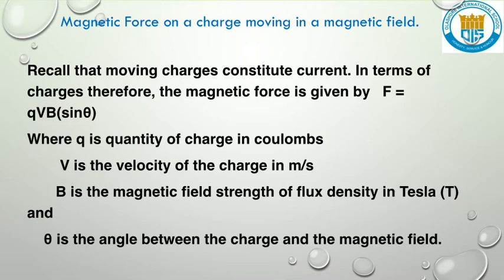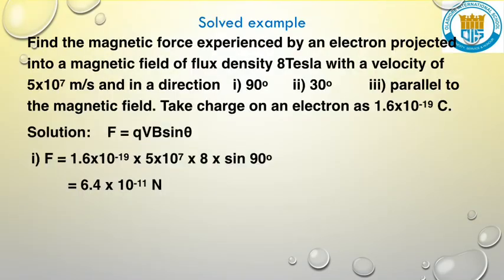So invariably, we are saying that you can use the formula F equals BIL sine theta, as well as the formula F equals QVB sine theta, to find the magnetic force on a conductor in a magnetic field, depending on what the parameters we are considering are. Let's look at another example with respect to moving charges in a magnetic field. As we said, the formula is F equals QVB sine theta. So you are given the charge, the velocity of the charge, the magnetic field strength, and the different angles, and you are asked to find the force.